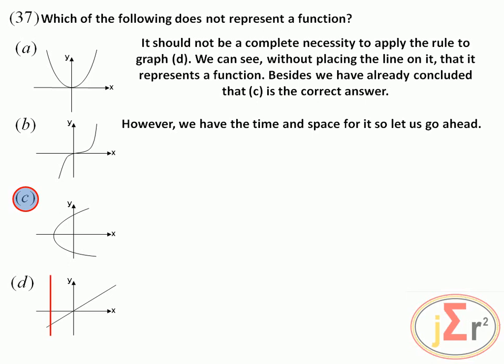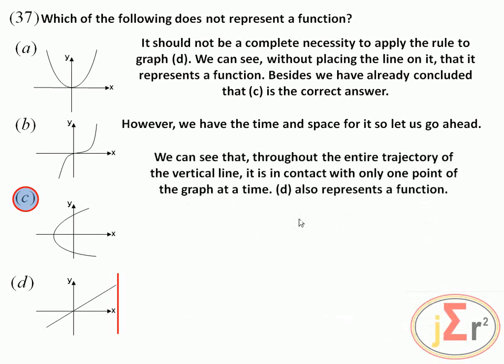Putting the vertical line on it, crossing it once. All the time, it crosses the graph only once. So we are sure that C is our correct answer. D also is a graph that represents a function. We can see that throughout the entire trajectory of the vertical line, it is in contact with only one point of the graph at a time. D also represents a function because the vertical line can only cross it once.